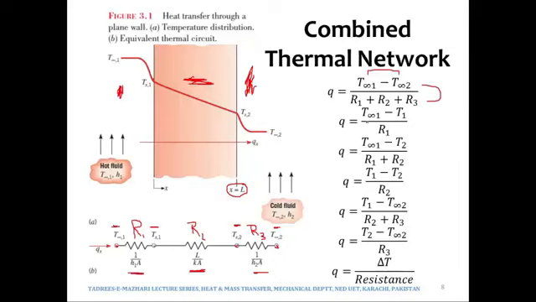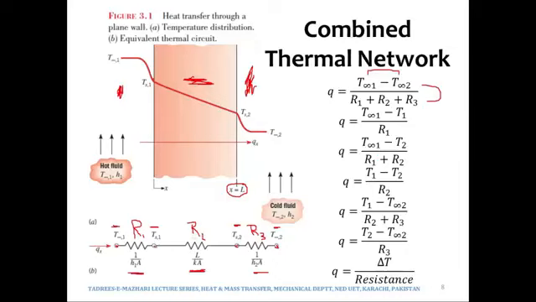However, if we write the numerator as T infinity 1 minus T1, or TS1, then in between T infinity 1 and T1 or TS1 we only have R1, 1 over HA. So therefore in the denominator we will only write R1. If we write the numerator as T infinity 1 minus T2, or TS2, then in between these two we have got R1 and R2. So the denominator will be written as R1 plus R2.